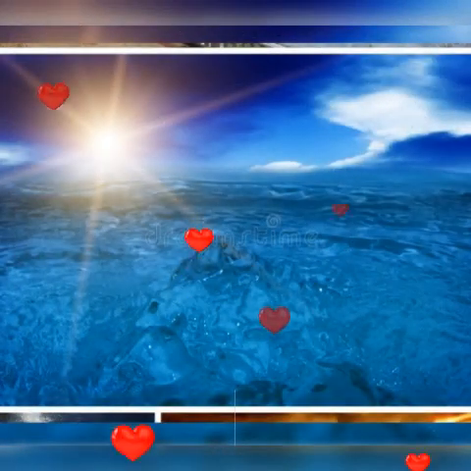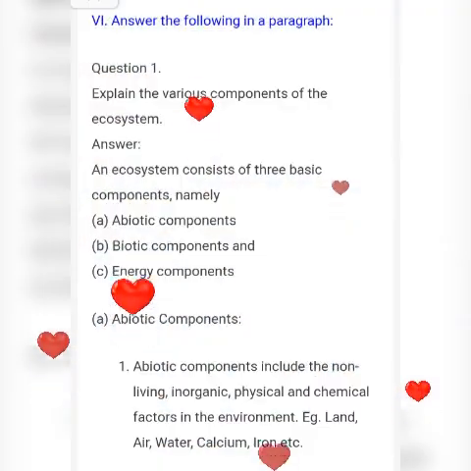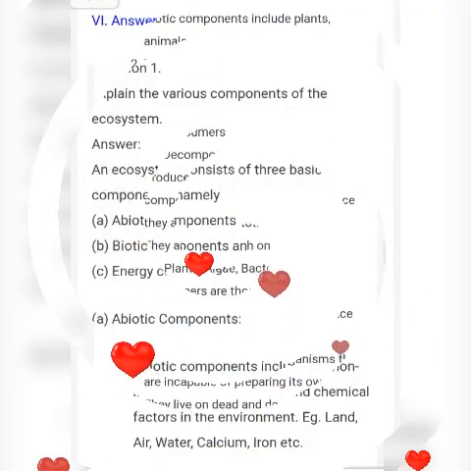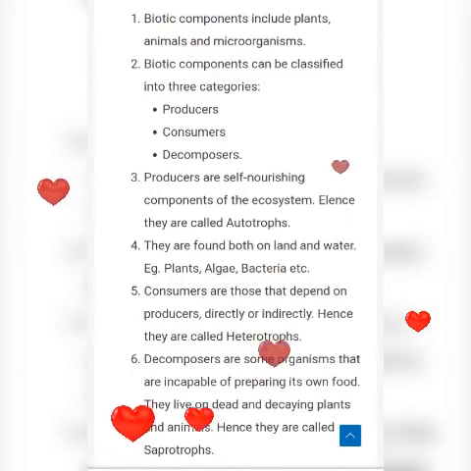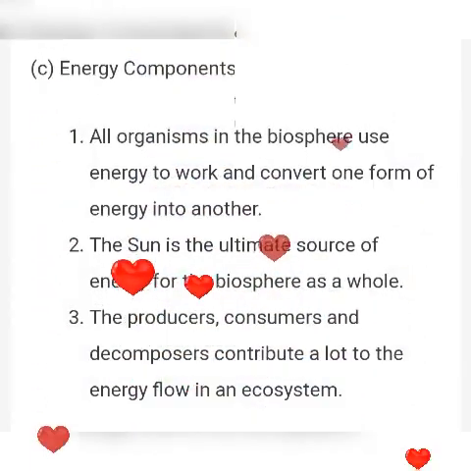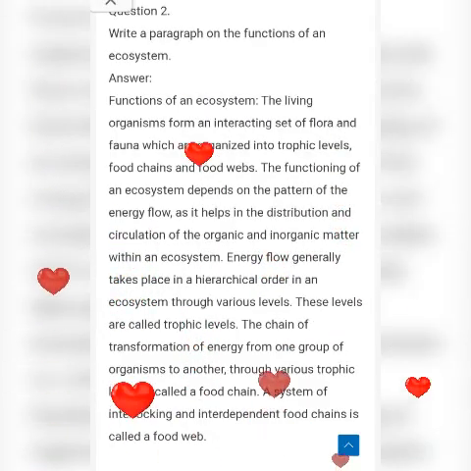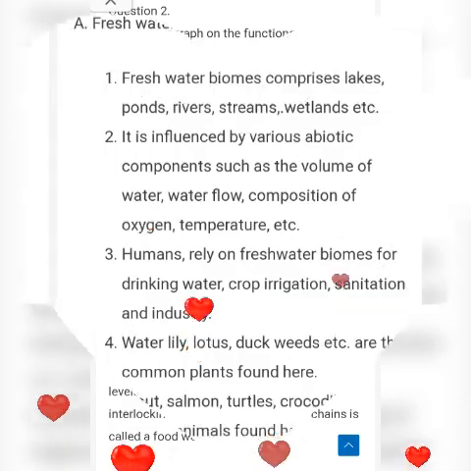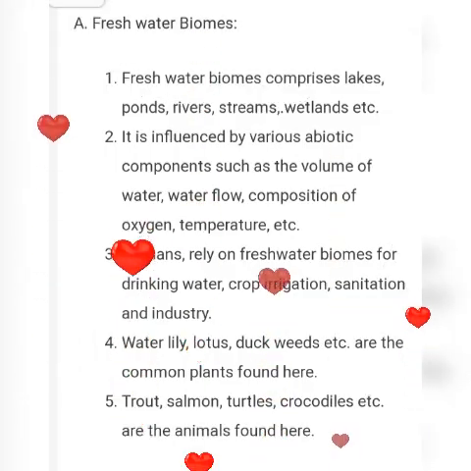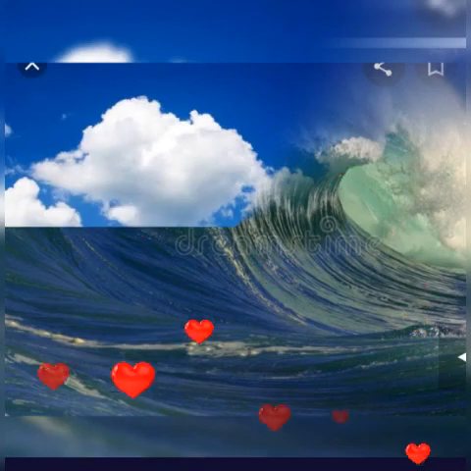Now, let us study the aquatic biome. An aquatic biome is a group of living organisms that live and interact with one another and with their aquatic environment for nutrition and shelter. They are classified into freshwater biomes and marine biomes. Freshwater biomes comprise lakes, ponds, rivers, streams, wetlands, etc.